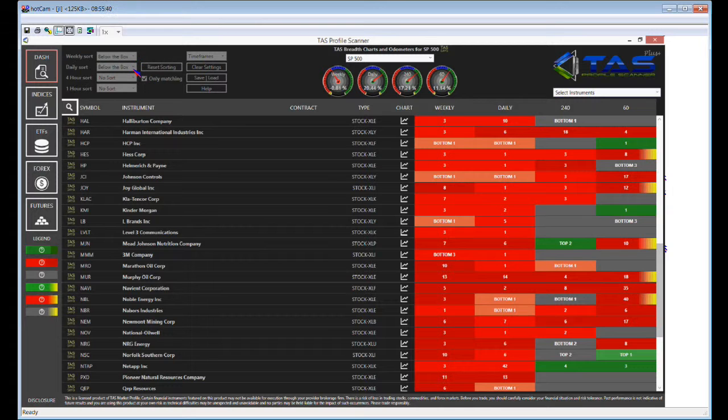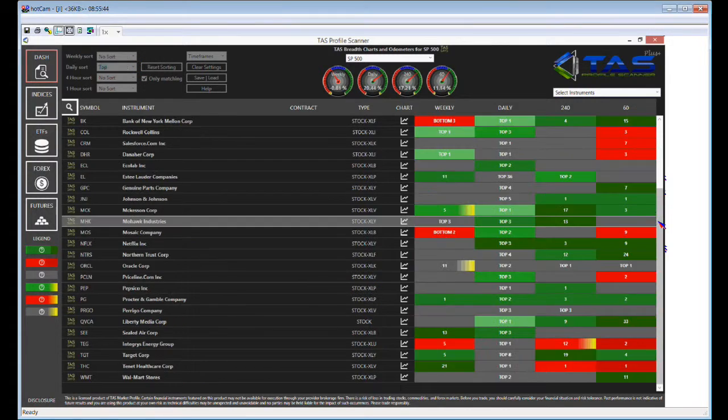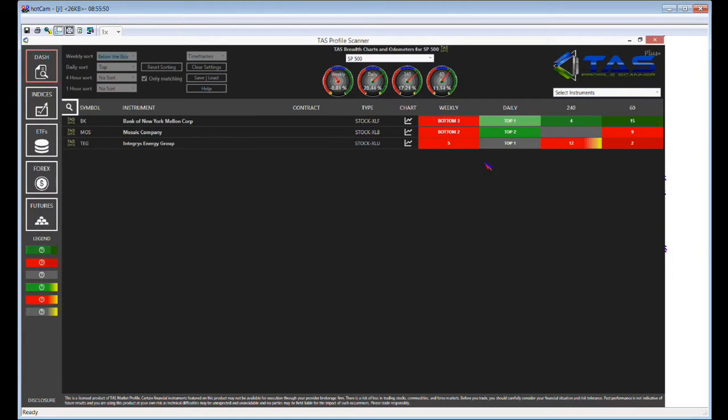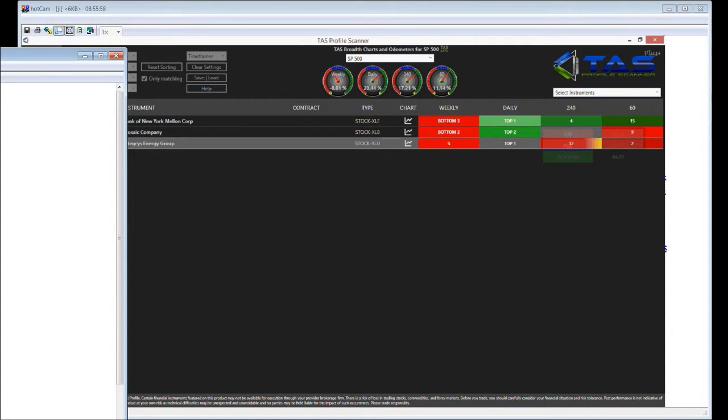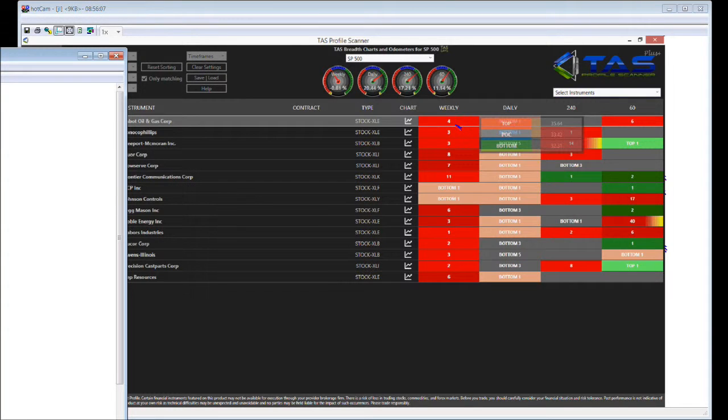So what do you do here? Let's try to find ones that are sitting at the top of a daily profile that have been weak. Market hadn't changed much since last night. We had a couple of these on the radar screen last night in the webinar, but here you go. Here's meeting that criteria. And let's see which ones are just ramping up to the bottom from already being weak.